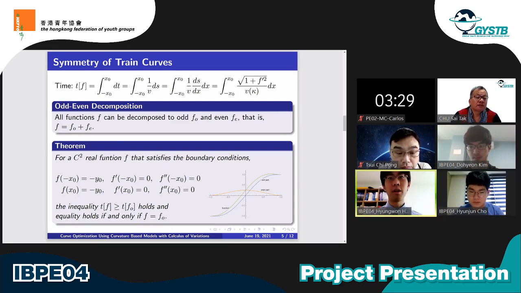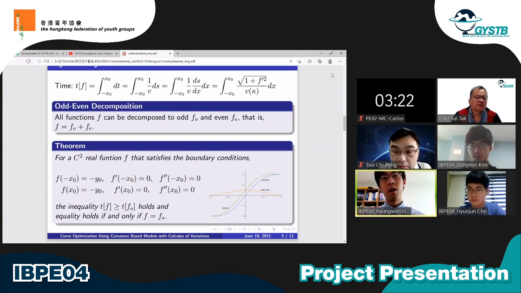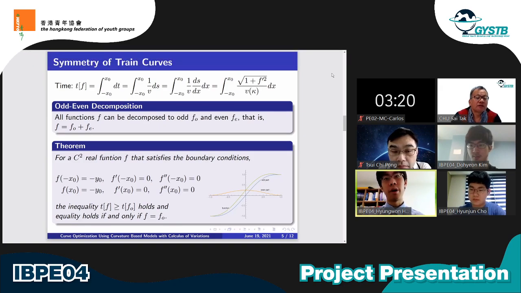We calculated the time by using the following functional, as you can see above, and we conjectured that an odd curve, a point symmetry curve, will have optimal properties in time. So we use the property called odd-even decomposition. Any function can be decomposed into the sum of an odd function and an even function, FO and FE. And so we conjectured and proved the symmetry theorem.